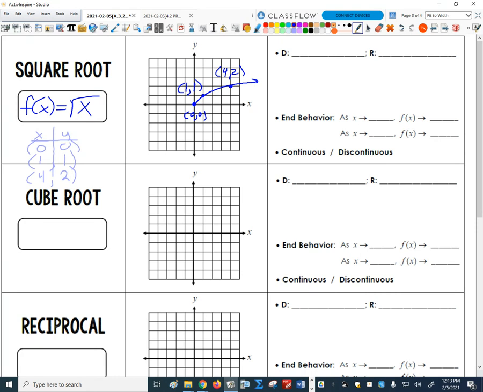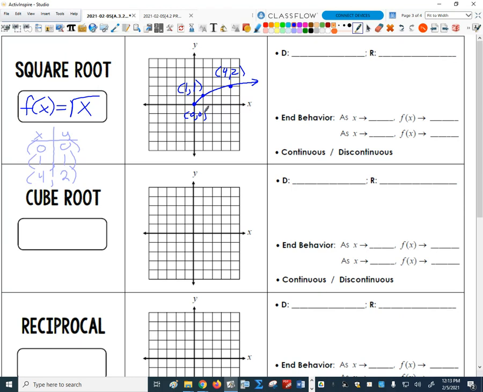Okay, so on this one now, what's the domain for this one? Riley Duchek, what's the domain? What's the set of all the x values that are graphed for my square root parent function? Would it be foreign or I don't know?